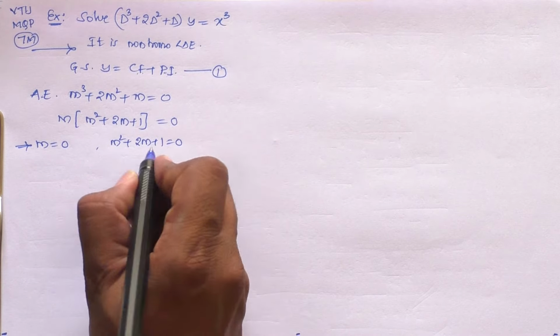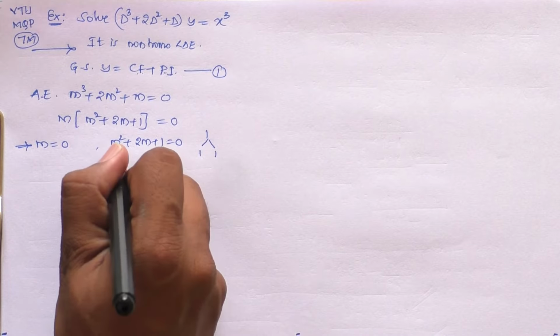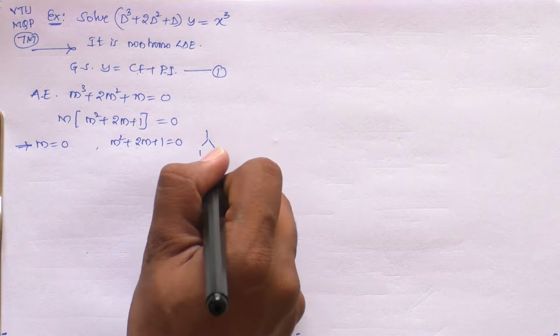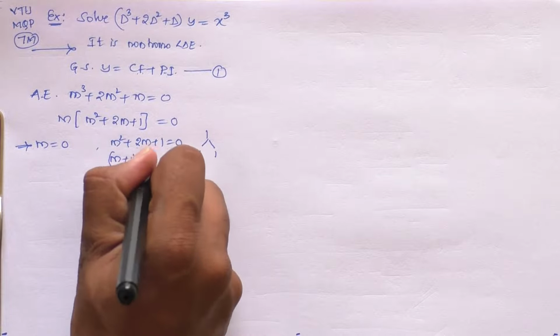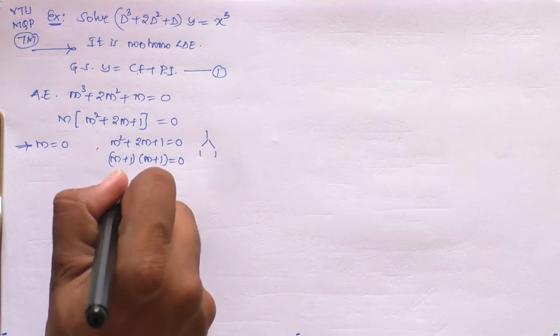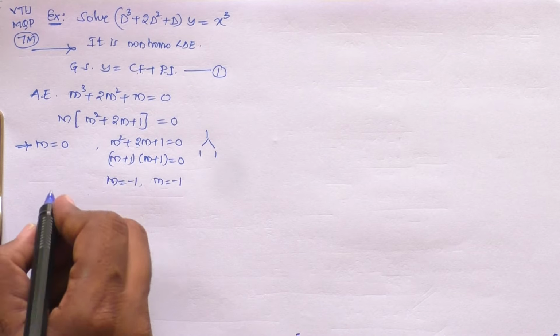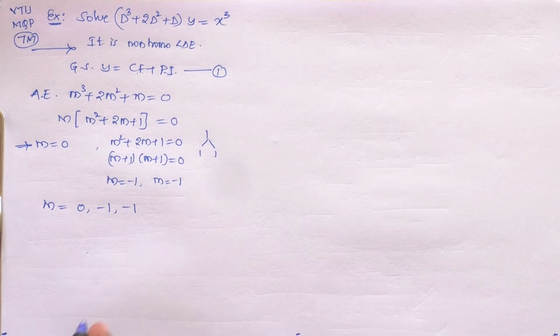So now think of factorization. 1 can be factorized as 1 into 1. Here the sum gives the middle term and the product gives the last term. So it can be written as (m plus 1) into (m plus 1) equal to 0. So m equal to minus 1, and here also we get m equal to minus 1. So the total m values are 0, minus 1, minus 1.